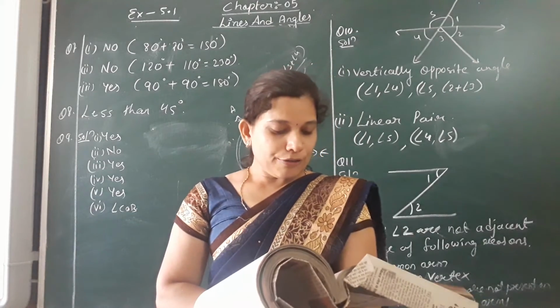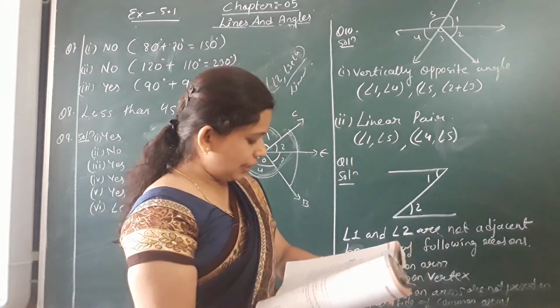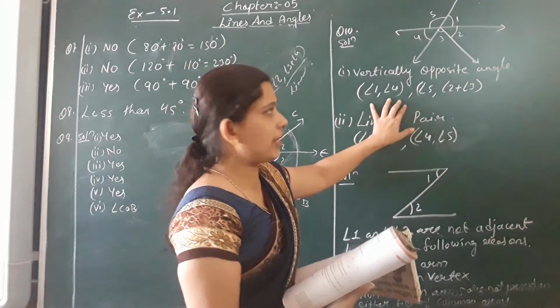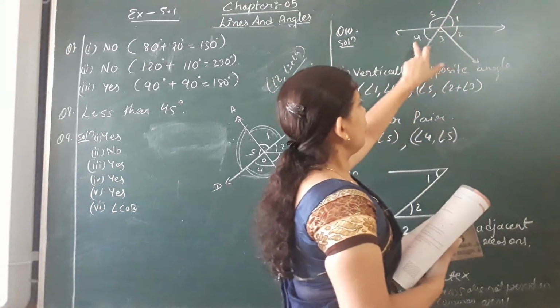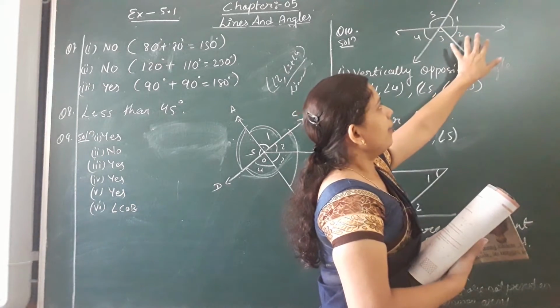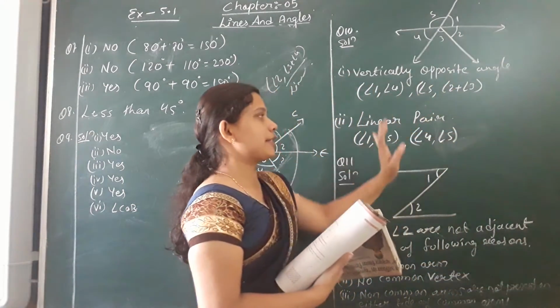Indicate which pair of angles are vertically opposite angles. So we are having the figure over here. The figure is given. We have to tell which one is a vertically opposite angle. So we can say that angle 1 is vertically opposite to angle 4 as well as angle 5 is vertically opposite to the sum of angle 2 and angle 3. So vertically opposite angle will be this.